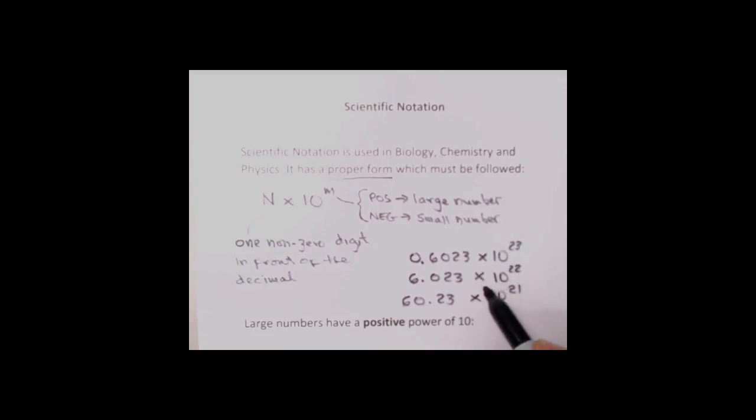Now, here are 3 examples of numbers which are all the same numerically. They have the same total value. But there's only one of them that's in correct form. Not the first one. It's got a 0 digit out in front. We don't allow that. Not the third one. It's got more than 1 digit out in front. We don't allow that. The only one that's good here is the second one. It has 1 non-zero digit in front, so it is in proper form.